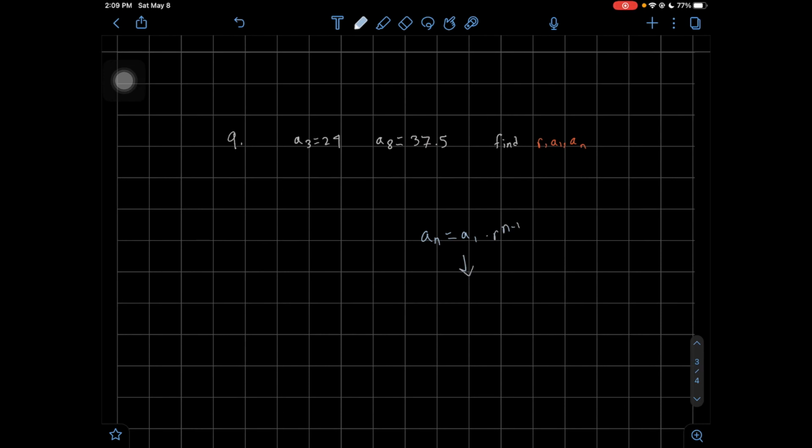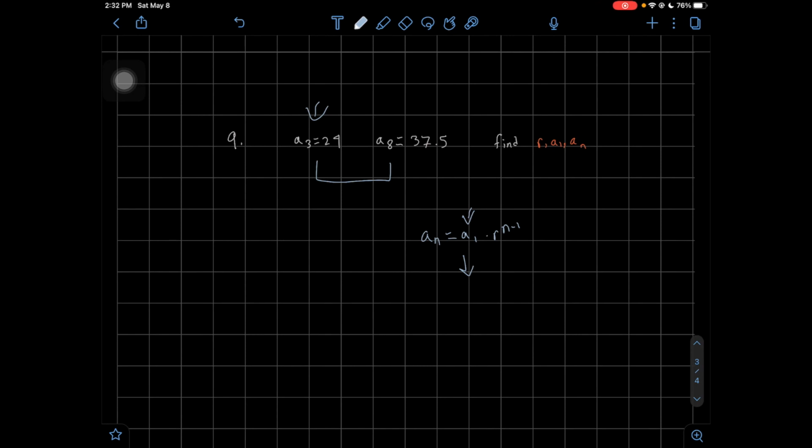Well, we actually don't know our a1 value. What we're going to do is something a little different and out of the ordinary in order to solve this problem, as we aren't actually given the a1 value. Instead of a of 1, we're going to be substituting in our a of 3 value. And for our a of n, we're going to be substituting in our 37.5, or our a of 8 value. So let's go ahead and do that.